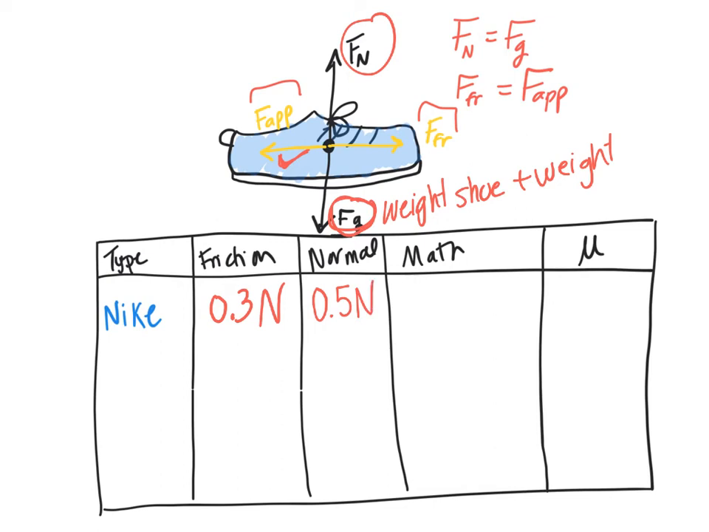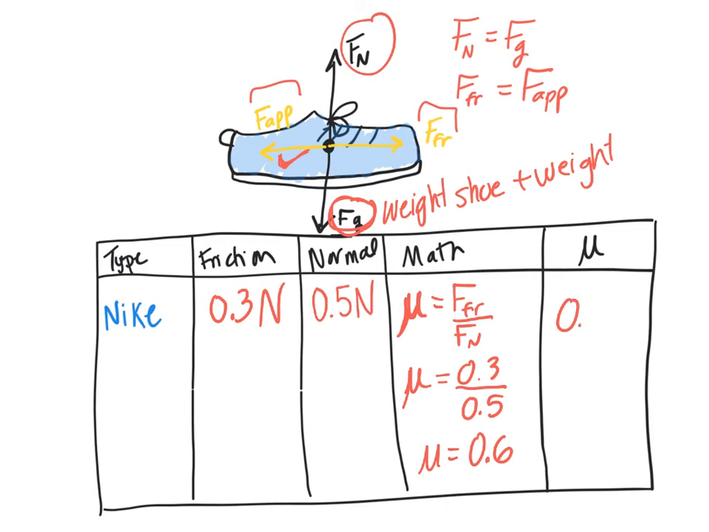Okay, then if I wanted to do the math, my mu, that's what we call this little thing here, my mu, in other words, my coefficient of friction, our whole goal here, is equal to my force of friction divided by my normal force. So we're just going to plug these numbers in. My force of friction was 0.3 divided by my normal force, which was 0.5, okay? And I'm going to throw that in my calculator. And I get 0.3, or I'm sorry, 0.6.